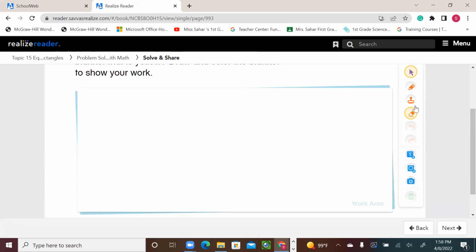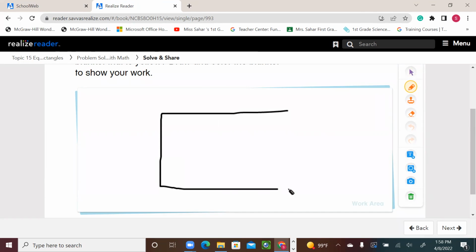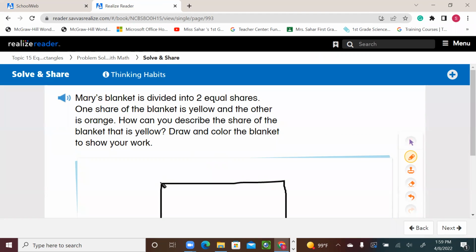All right, so you can draw the first part, the blanket. Try to make the line straight. All right. And then you can design it the way you like.